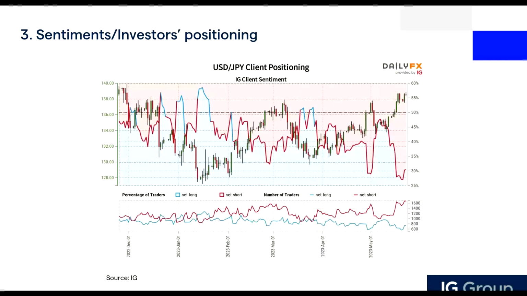Okay, we also have the sentiments in terms of client positioning from the IG Client Sentiment Index. So you can look this up as well. It shows how clients are positioned, and it is looked upon as a contrarian indicator. So in this case, based on the client positioning for the dollar yen, when the retail traders are holding a very low percentage of net long, it suggests, as a contrarian indicator, that it could potentially find a greater upside.